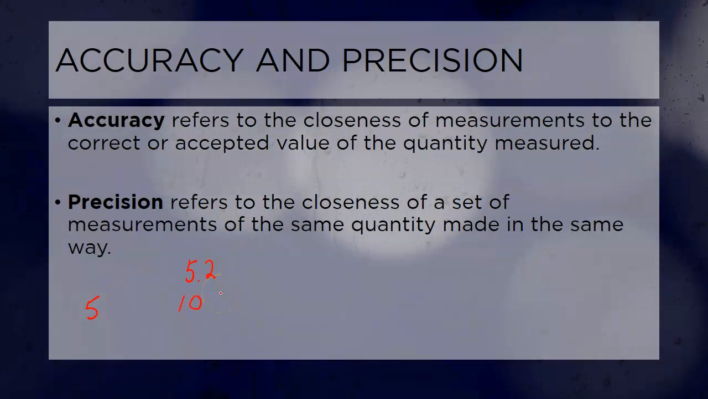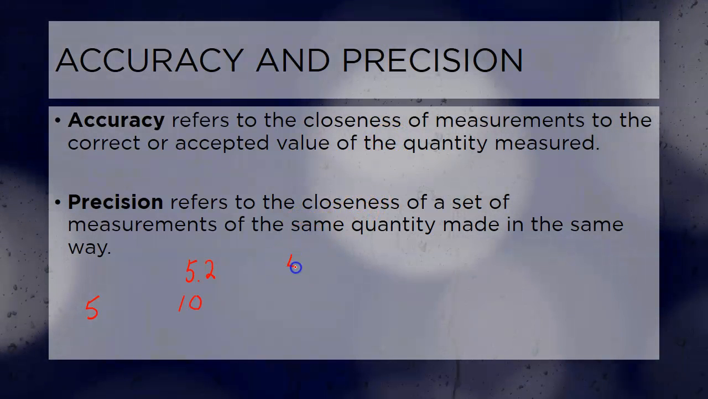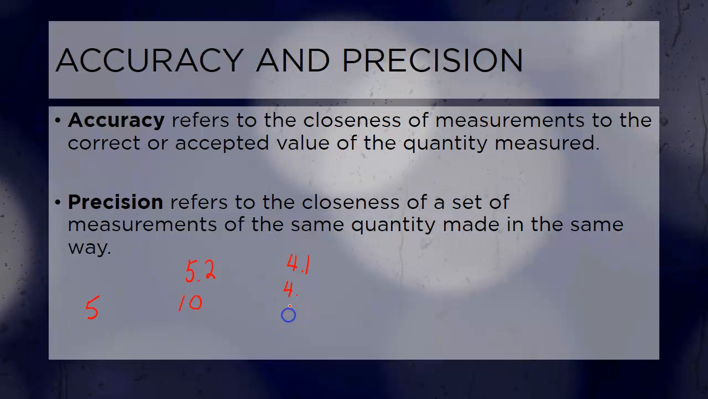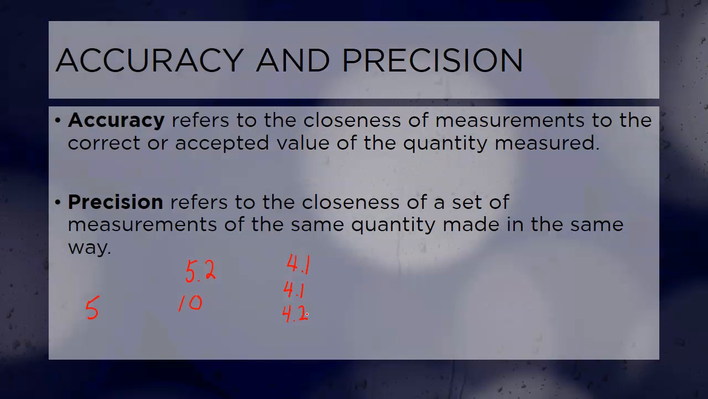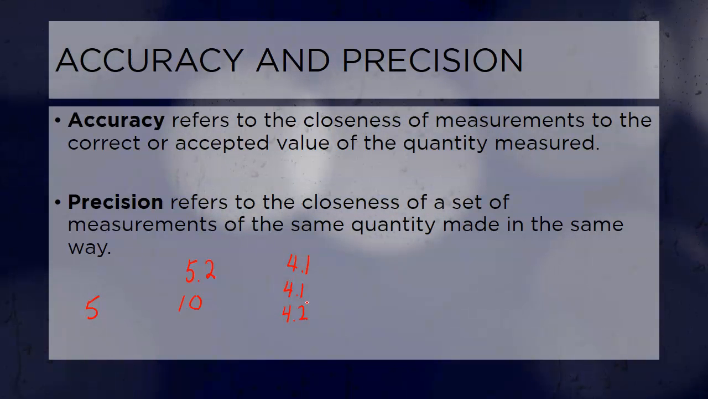So accuracy literally just tells me how close to the expected value I should be. Precision, on the other hand, tells me how close my measurements are. So let's say I did the lab 3 times and I got 4.1, 4.1, and maybe 4.2. Those 3 measurements are all really close to each other. Maybe not quite the most accurate measurements, but I'm doing something consistent. So I'm getting the same result over and over again. That's what I mean when I say precise. How close are my measurements to one another?